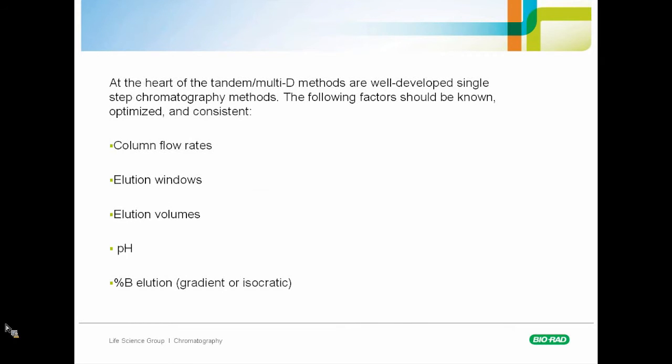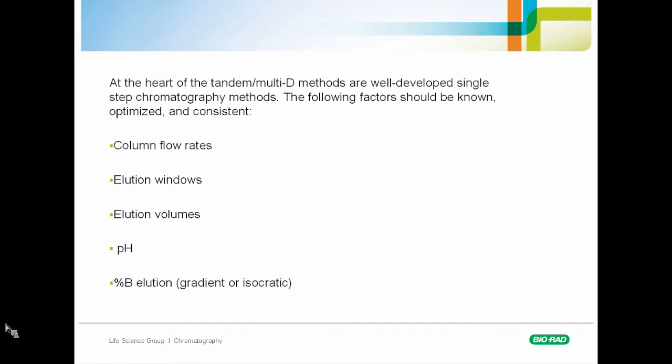To be successful with an automated multidimensional method, the heart of it is really well optimized single-step methods. When you're approaching a new purification procedure, you can't just straight away write a 5-column method and be able to run it straight off. You'd need to have done some optimization to know the binding and elution characteristics of your sample over each of the individual columns. And then from that, you can take that information and easily build it into an automated method.